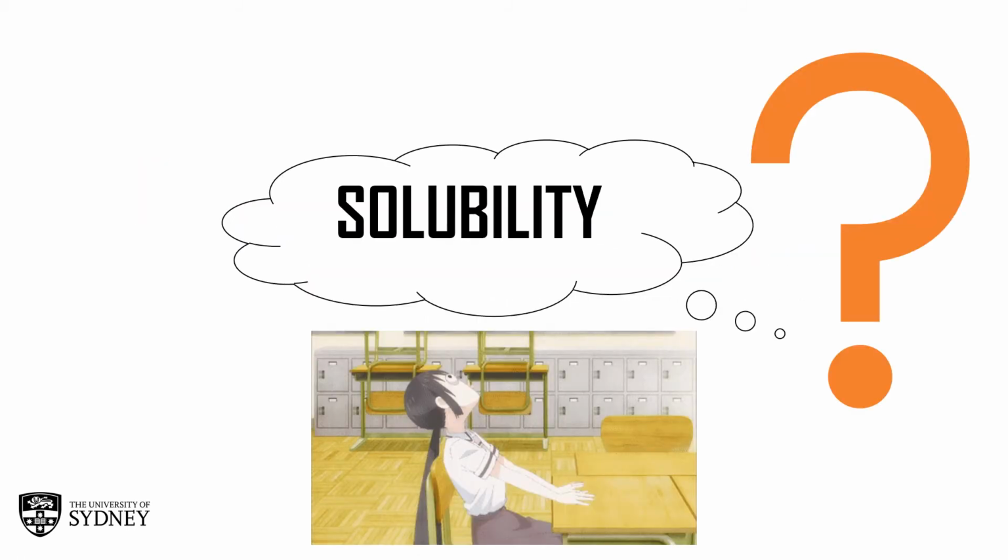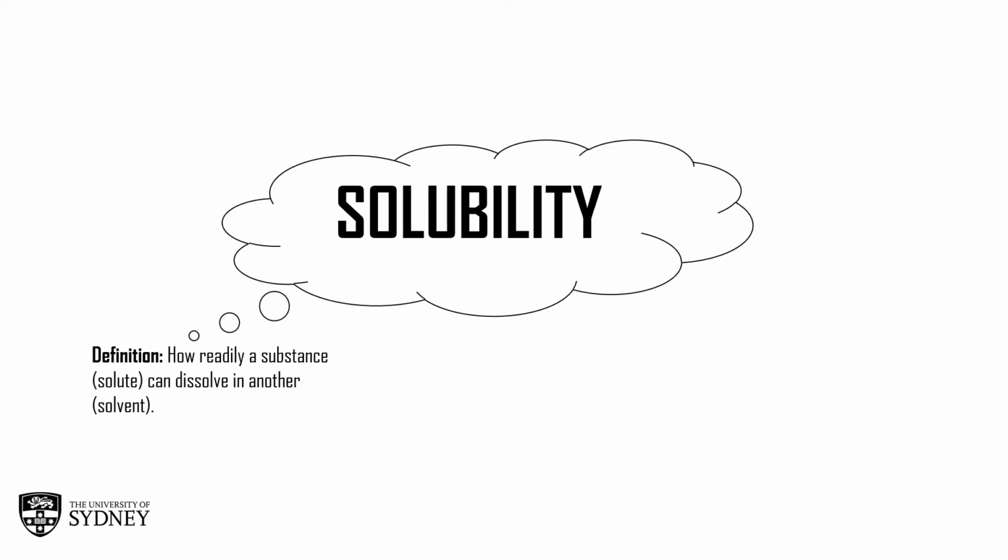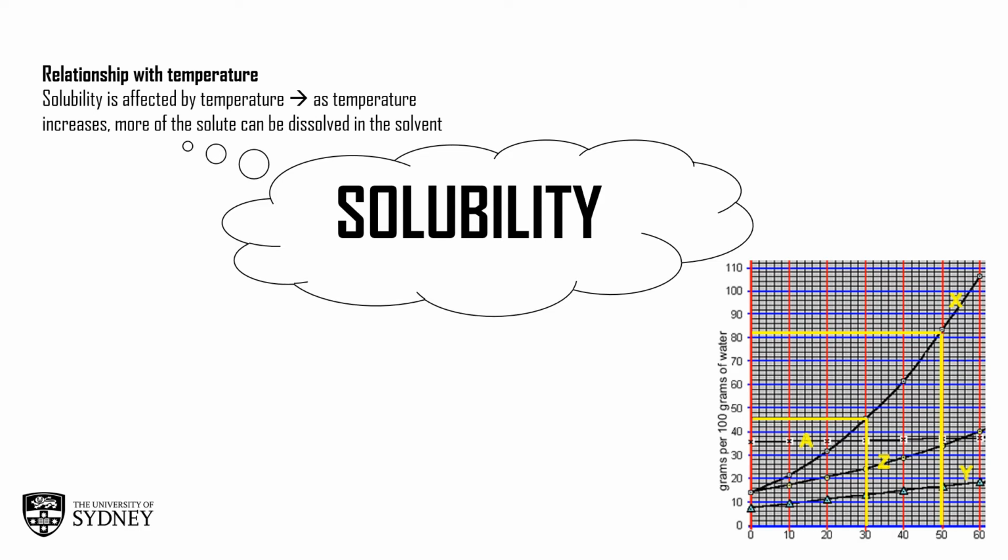Now we need to understand solubility before we understand how and why recrystallization works. Solubility is how readily a substance, the solute, can dissolve in another, the solvent. Solubility is affected by temperature. As temperature increases, more of the solute can be dissolved in the solvent as there is more energy in the system for these bonds between these compounds and even the impurities to break apart.